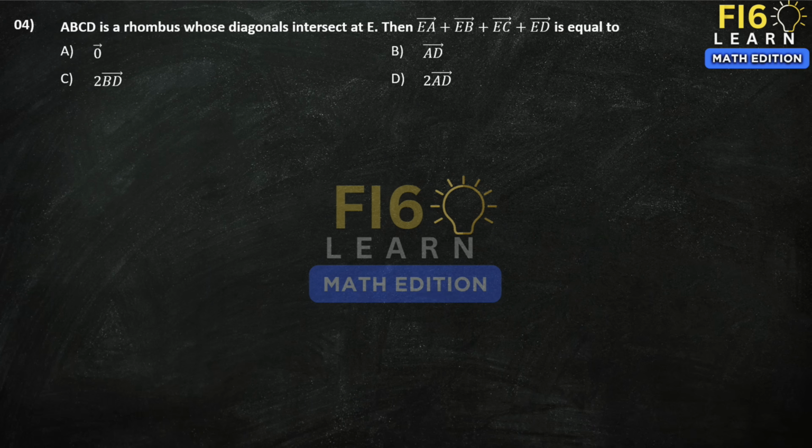Question number 4. ABCD is a rhombus whose diagonals intersect at E. So first we have to draw a rhombus. This is A, B, C and D. The naming should be done either in clockwise direction or counterclockwise direction. In this case I have taken clockwise, and the diagonals of the rhombus intersect at point E. So I'm going to draw the diagonals. This is diagonal 1 and this is diagonal 2.